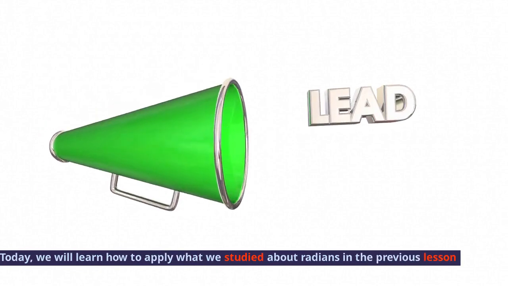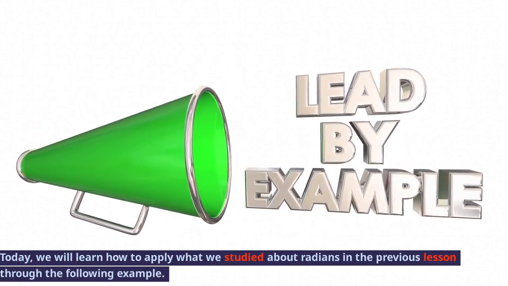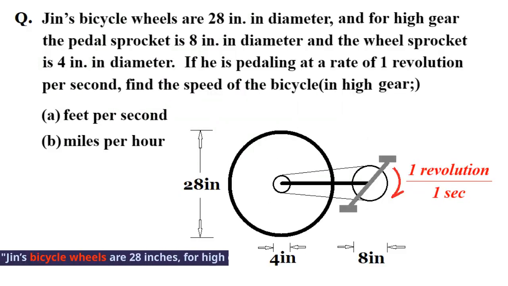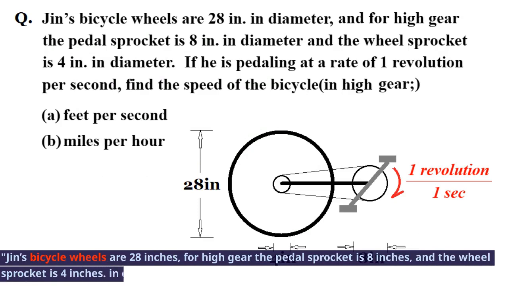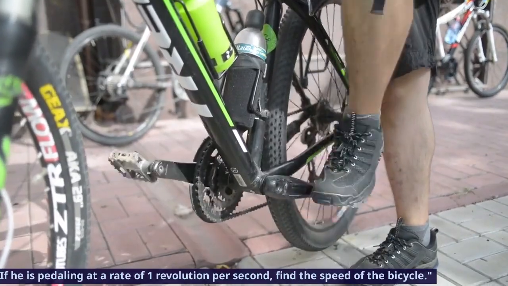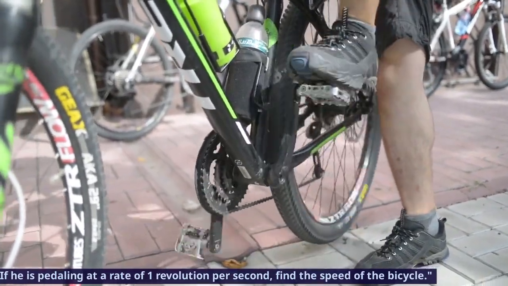Today, we will learn how to apply what we studied about radians in the previous lesson through the following example. Jin's bicycle wheels are 28 inches, for high gear the pedal sprocket is 8 inches, and the wheel sprocket is 4 inches, in diameter. If he is pedaling at a rate of 1 revolution per second, find the speed of the bicycle.